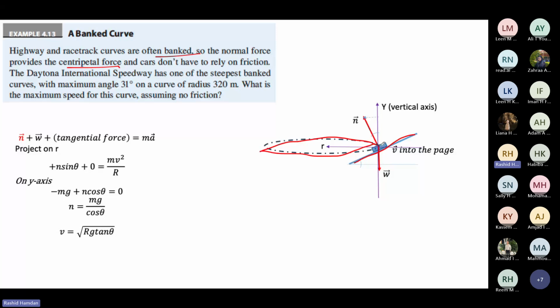So that's basically what it is. But the road is curved because cars cannot curve on their own. So this is our car. The car is still moving into the page. So the velocity is still into the page.